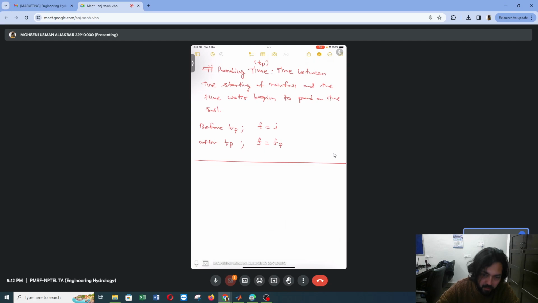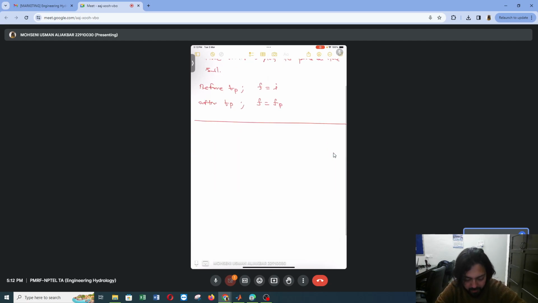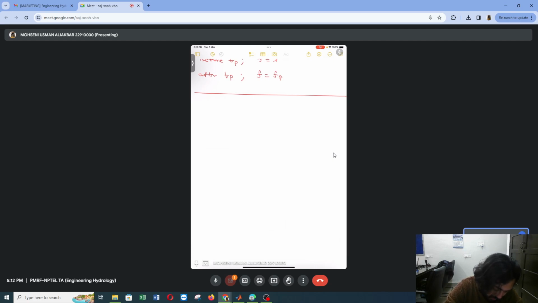The ponding time has been given by two scientists, whose names are Mein and Larson. These two are the people who proposed the ponding time concept, and they used three principles. Based on these three principles, they derived the equation for ponding time. They used the Green-Ampt model, which we derived in the previous class, in order to derive the equation for ponding time.